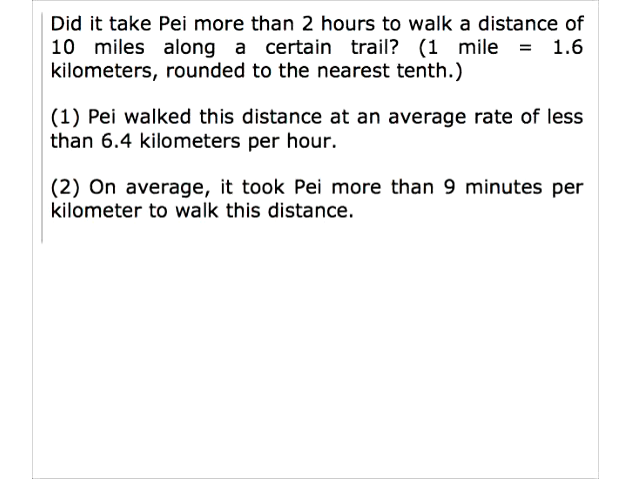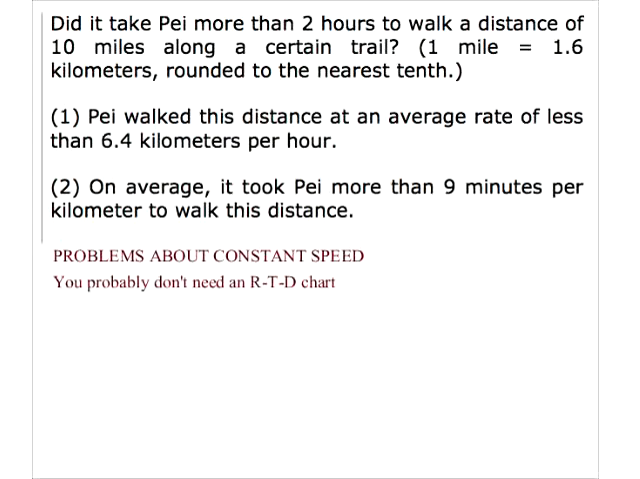Okay, so there's a couple of ways that you can approach these kinds of problems, but for problems about constant speed, you probably don't need to set up a formal RTD chart, because there's not really any complex interaction. So making a chart here may be a little bit much. But here's a couple of approaches. First approach that you can take is just reduce everything to a speed.